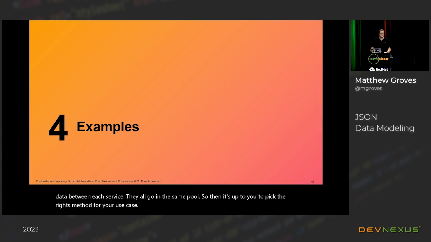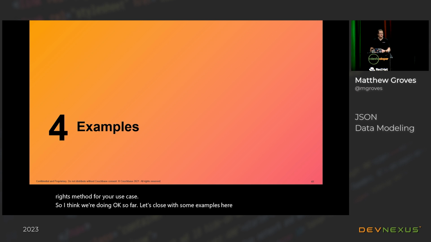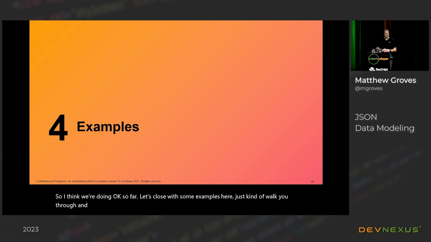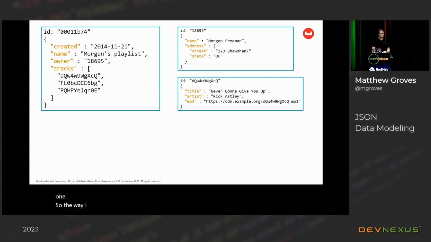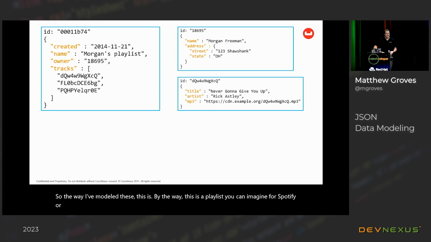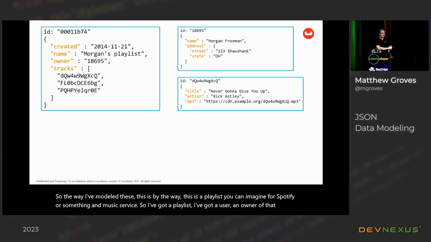Okay, so I think we're doing okay so far. Let's close with some examples here, and walk you through the pros and cons of some modeling examples. Let's start with this one. So the way I've modeled these, by the way, this is a playlist. You can imagine it for Spotify or something, a music service. So I've got a playlist, I've got a user who is the owner of that playlist, and I've got a song track.